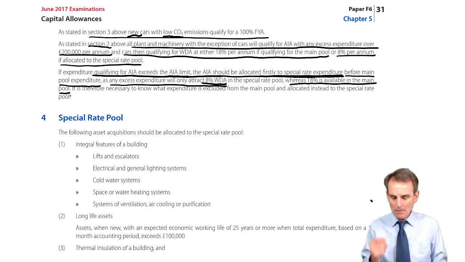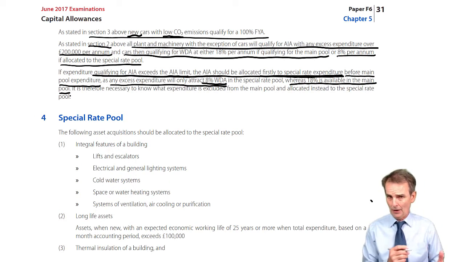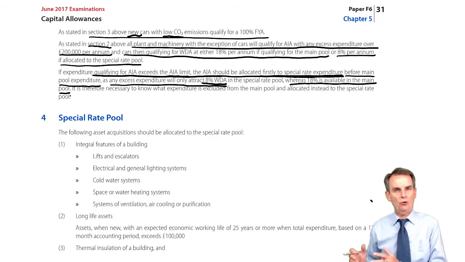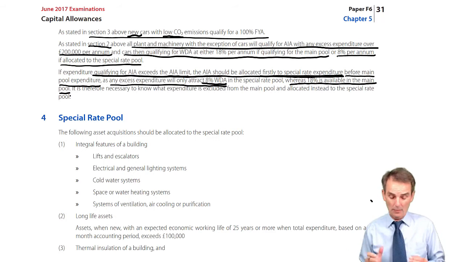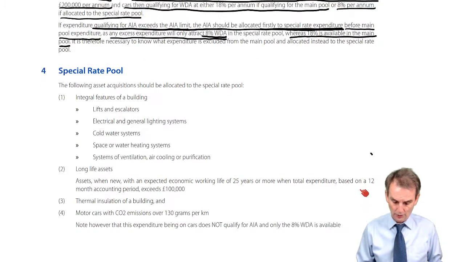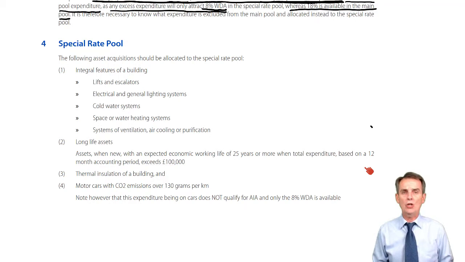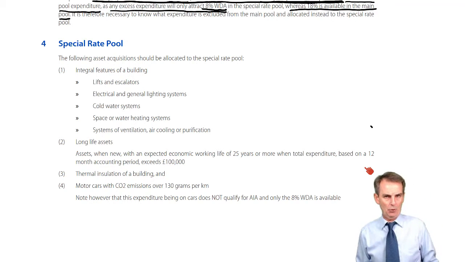So what this means is we have to be able to identify, from a list of qualifying plant and machinery, which of those would be special rate. For this we do, I'm afraid, have to learn, and hence section 4 here, what goes into that special rate pool as compared to all other qualifying plant and machinery that will be main pool.